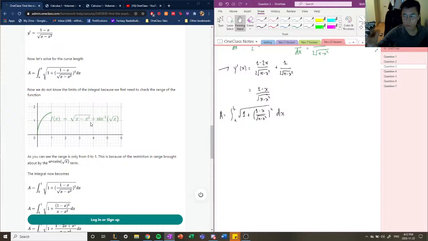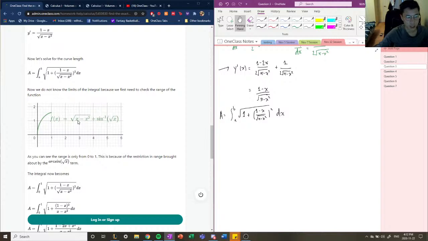And the general rule of thumb for finding the domain is we're trying to find the part of the function that is most restrictive, and the part of the function that is most restrictive will dictate what the domain is. In this case, the domain for our first part of the function, root x minus x squared, is between -1 and 1. I think. No, it's between 0 and 1. Yes, between 0 and 1.